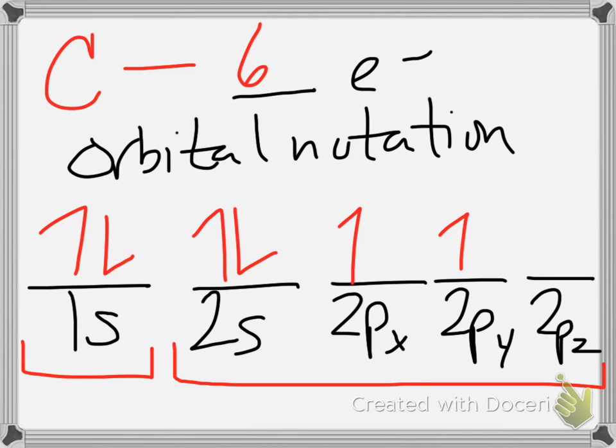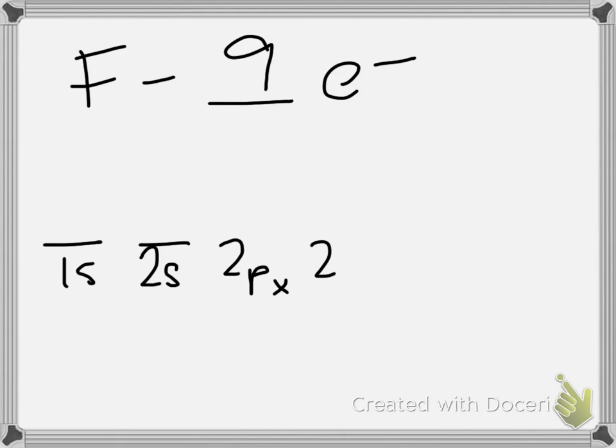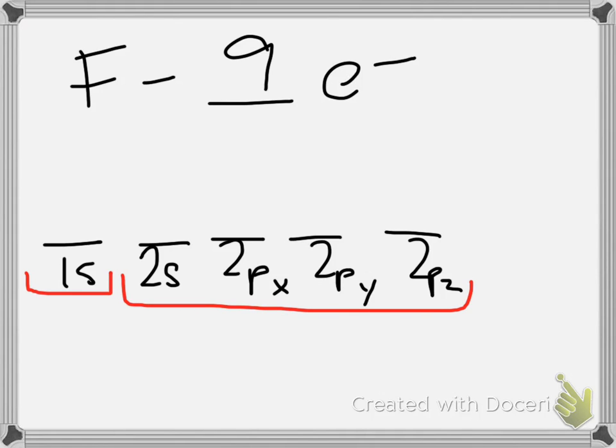Let's do a couple more that don't have crossovers, and then we'll start working on crossovers. Fluorine has 9 electrons. I'm going to represent my orbitals: 1s, 2s, 2px, 2py, 2pz, and that'll do. And I'm going to go ahead and make this little notation for myself, that I've got the first main energy level, the second main energy level. All right, where do my first 2 electrons go? 1s.